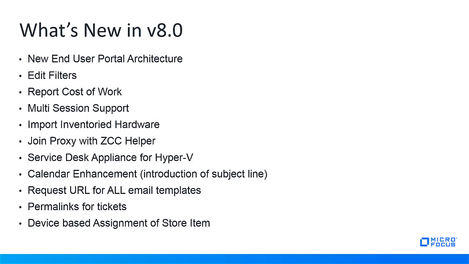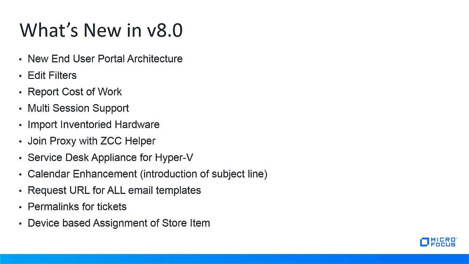Another new item is request URL for all email templates. The request URL is a link that is identified by the request number and links the user directly to the request within the Service Desk. So far, the option was not available on all request-related templates. In 8.0, the request URL option makes it easy for customers as well as technicians to click on the link within a received email to jump directly to the request within Service Desk. This option is now available to all request-related templates.